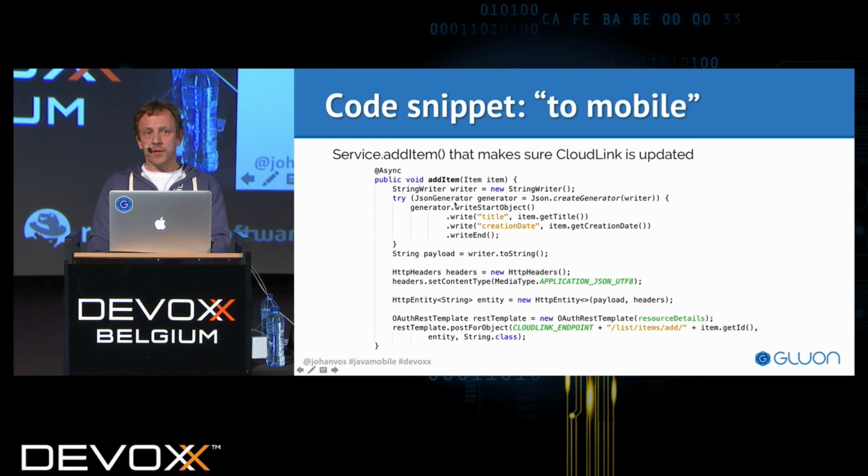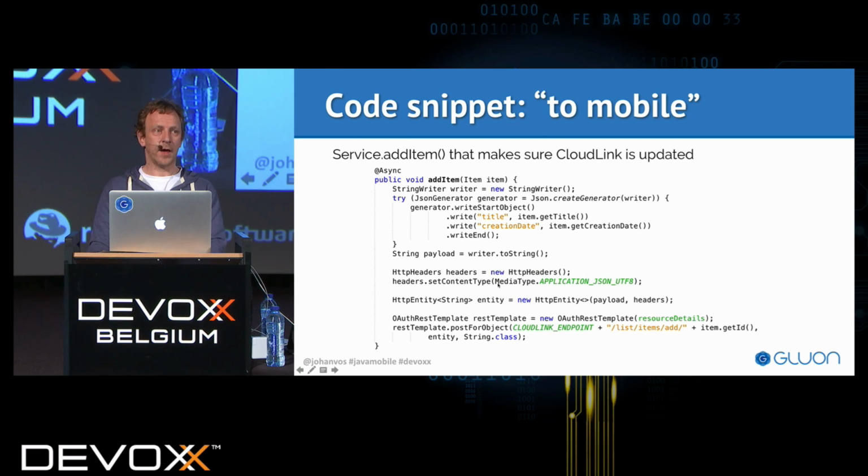CloudLink understands, for example, JSON, so you can send JSON to it. So what we do is we create a JSON object using a JSON generator for this item that we want to add. We add the title and the creation date. Then we ask for the payload of the JSON object, create an HTTP entity, and make a REST request to CloudLink.